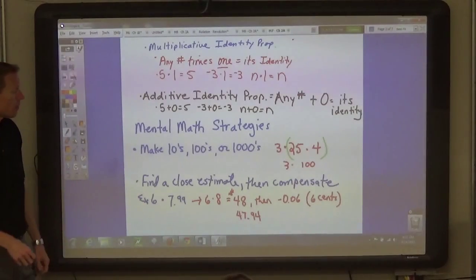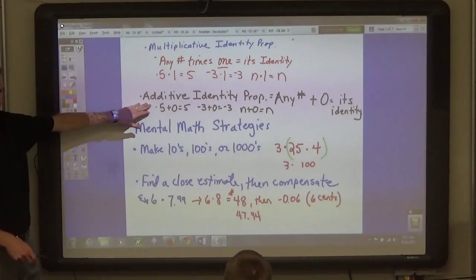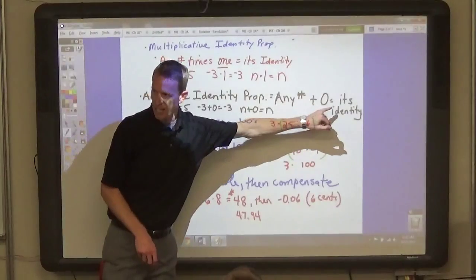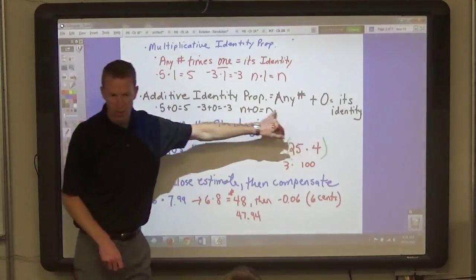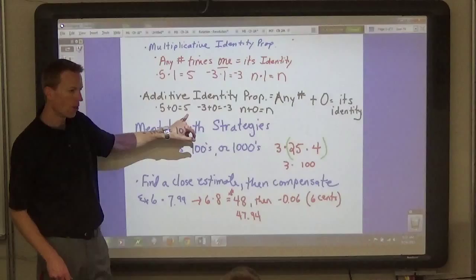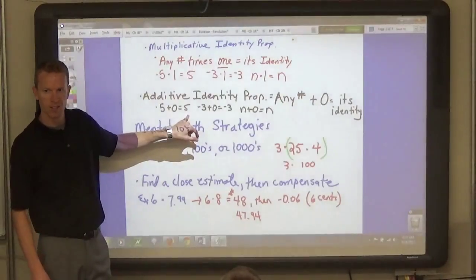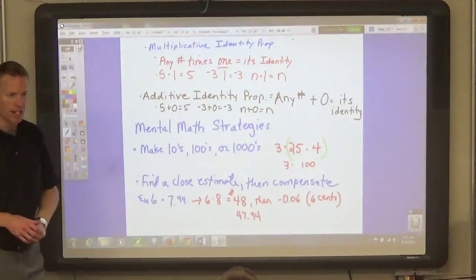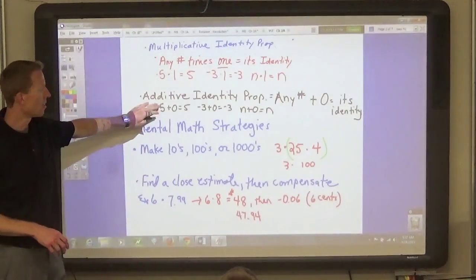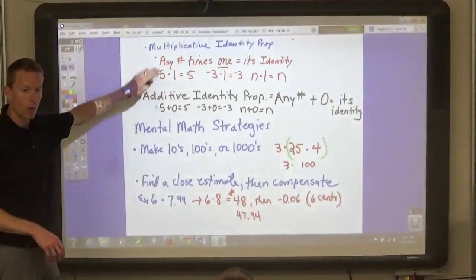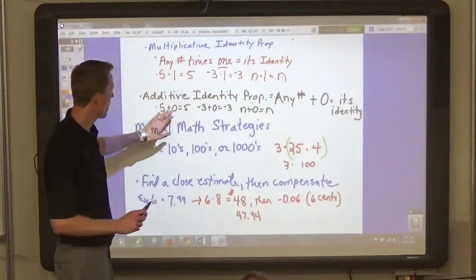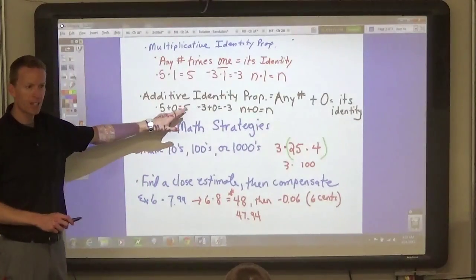Okay? There's an additive identity property. The additive identity property is that any number plus 0 is its identity. Or any number plus 0 is that number. That identifies the answer. We're going to be using this a lot. We're going to be using these two a lot when we're solving equations in algebra. This is a step that proves that 5 is 5.